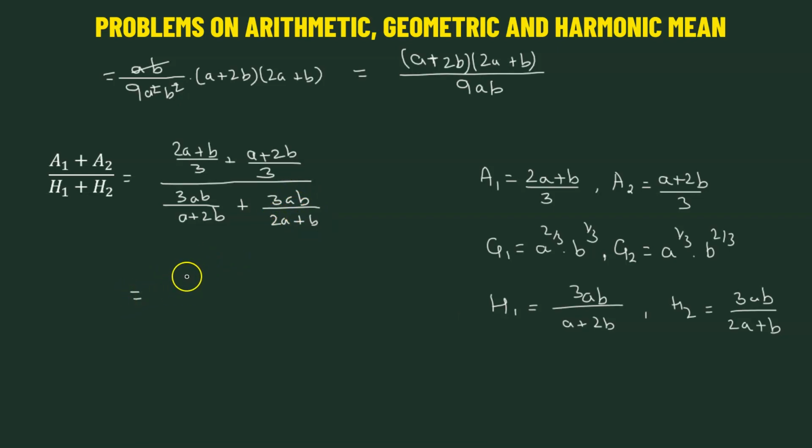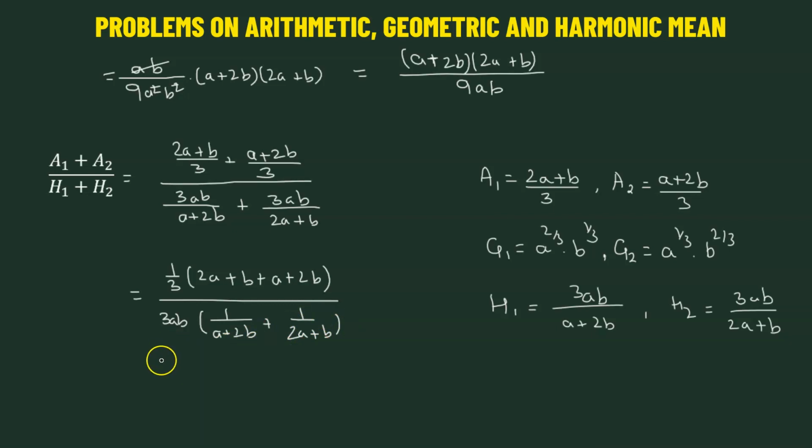So that's equal to, so in the numerator, let's take 1 over 3 as the common factor. So we have 2a plus b, added to it will be a plus 2b. Then in the denominator, we can take 3ab as the common factor, such that we have 1 over a plus 2b added to 1 over 2a plus b. So here we can have 1 over, so this 3 will get multiplied with this 3 to give us 1 over 9ab. Then we have 2a plus a, so that's 3a, plus b plus 2b, so that's 3b.